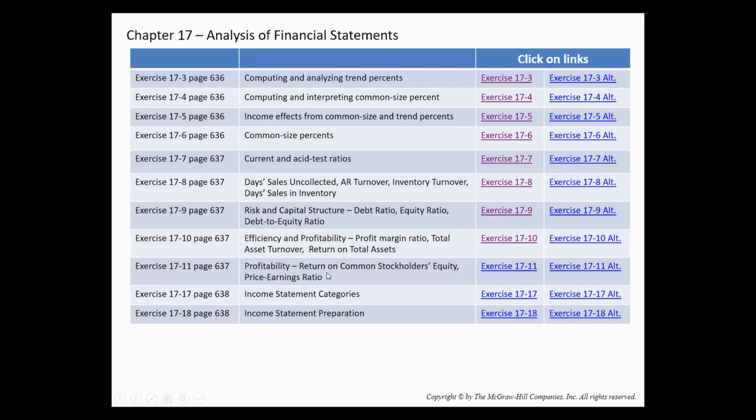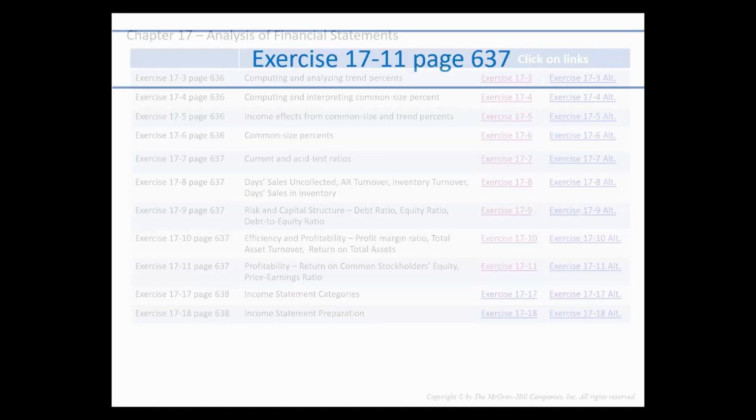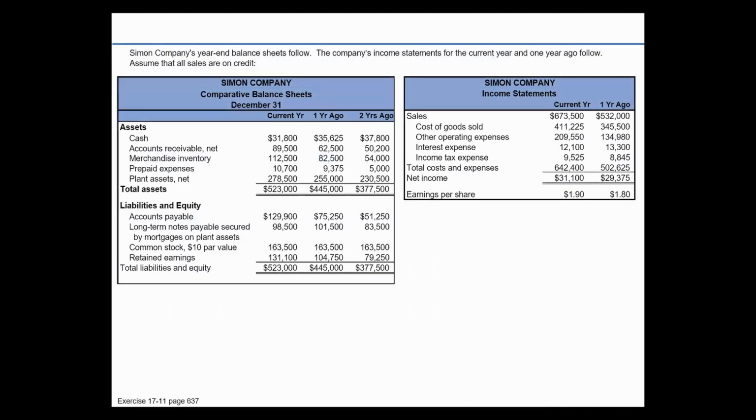Those are different ways that you can figure out profitability. To measure profitability, you can use the return on common shareholders' equity, and you can also use the price earnings ratio. So we'll take a look at those. Same thing again: Simon Company's year-end balance sheet follows, the company's income statement for the current year and 1 year ago also follow. Assume that all sales are on credit.